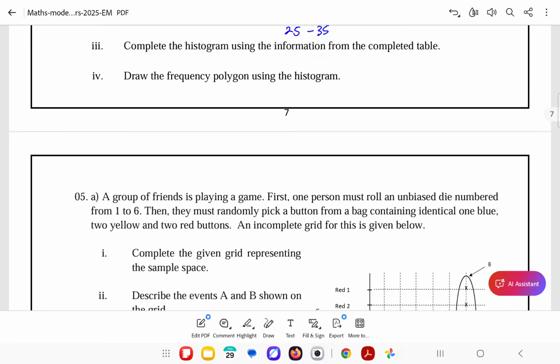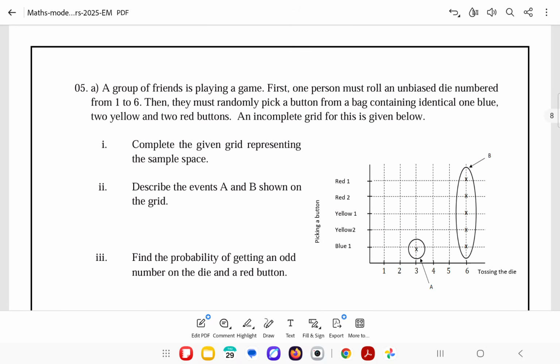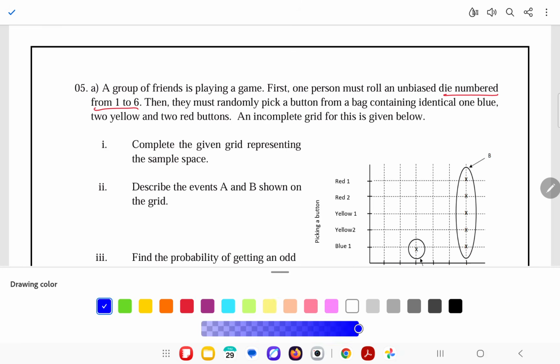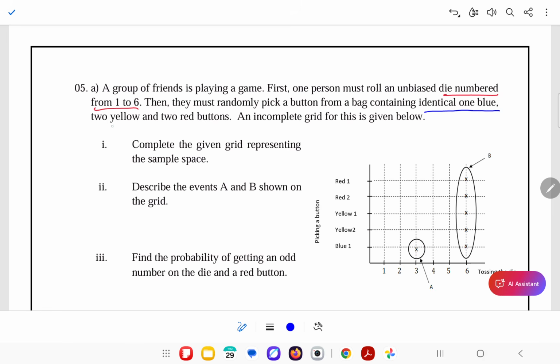Number 5. A group of friends is playing a game. First, one person must roll an unbiased die numbered from 1 to 6. Then they must randomly pick a button from a bag containing identical buttons: 1 blue, 2 yellow, 2 red. An incomplete grid for this is given below. Complete the given grid representing the sample space.